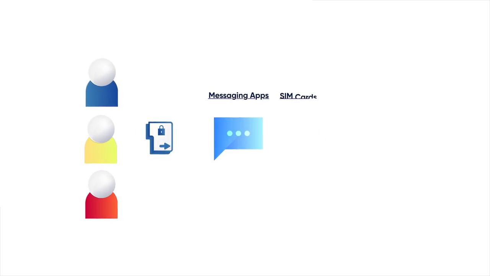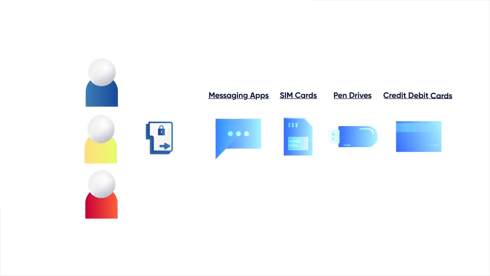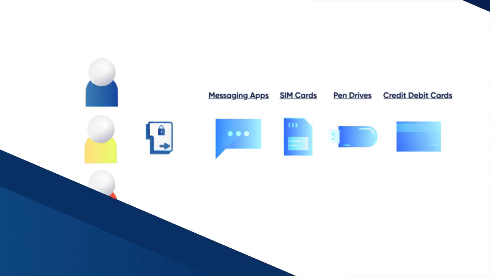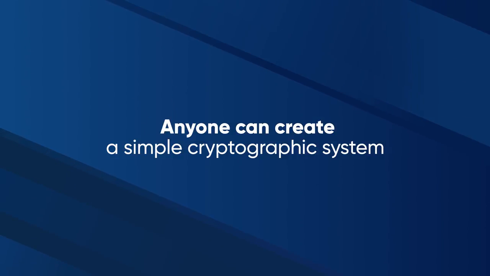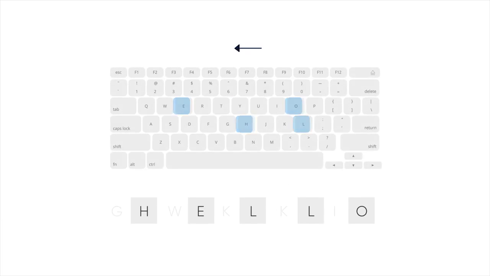For example, many messaging apps, mobile phone SIM cards, pen drives, and credit or debit cards use encryption. Anyone can create a simple cryptographic system. For example, GWKKI is an encrypted hello. The encryption formula being to use the next key to the left on a standard QWERTY keyboard. Cryptography works on the same basis, but on a far more complex level.